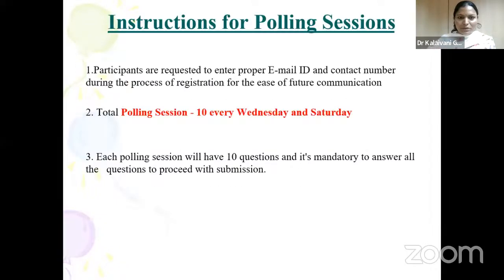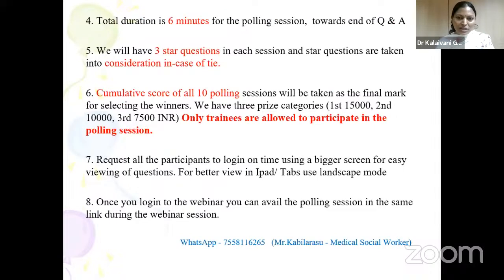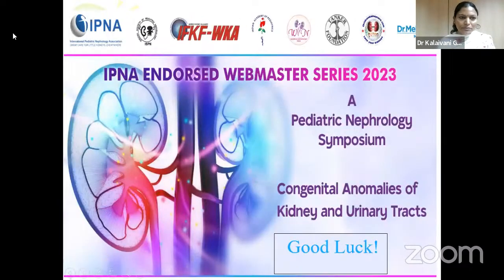Now we'll move on to the polling session. Participants, kindly excuse us because we are too late. Can we launch the polling session? Before that, we'll have a short review of the instructions. I request all the participants to enter a proper email ID for ease of communication. We are done with three polling sessions and have seven more to go. We have 10 questions and it is mandatory to answer all of them to proceed with the submission. We have three star questions in each discussion, which are taken into consideration only in case of a tie. The time allotted is only 6 minutes for today's polling session.